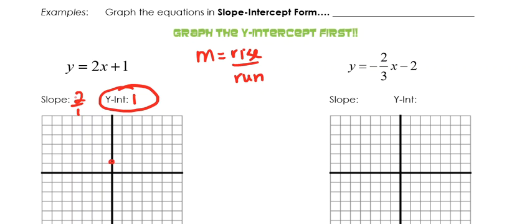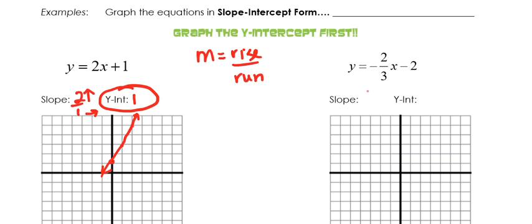And now you're doing your slope, which is 2/1. It's called rise over run because you're rising 2, and then you're running 1. This is what you're going to keep doing. From that point, you're rising 2, running 1, rising 2, running 1. And now you just connect the dots, and you have your line.